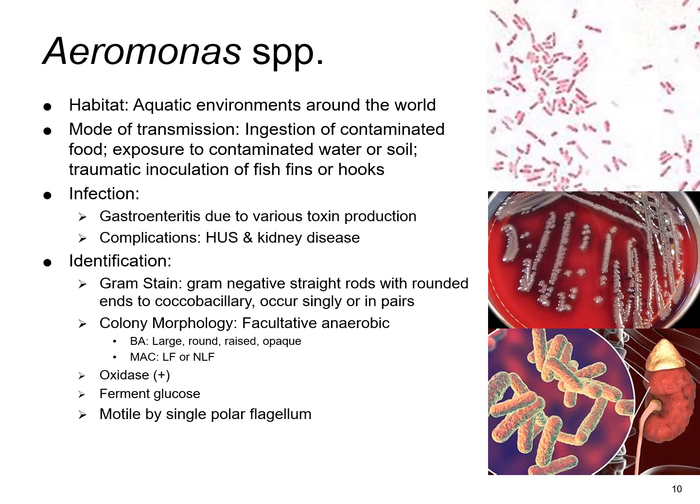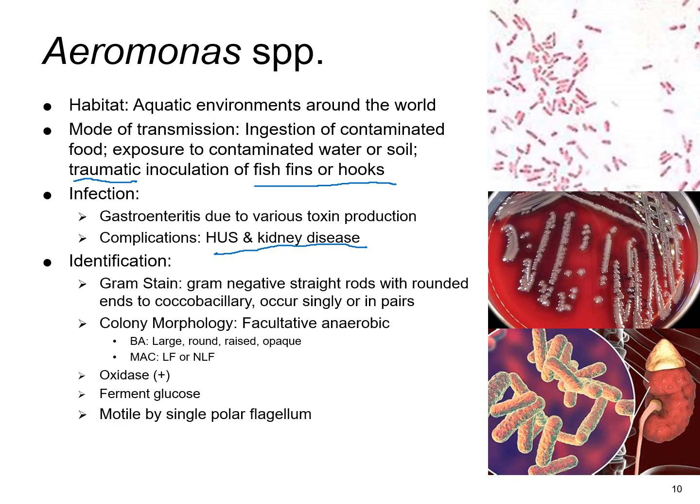Aeromonas are inhabitants of aquatic environments throughout the world. And of course these too can be ingested through contaminated food or exposure to contaminated water and soil. And then they can also be introduced through some sort of traumatic event, like exposure from a fish fin or hooks. And so with these infections, they do present with a gastroenteritis type infection due to the various toxins that it produces. And of course, it too can cause the hemolytic uremic syndrome and kidney disease.